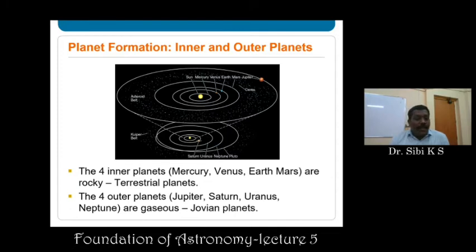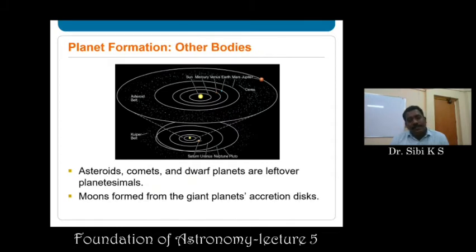There are four inner planets, that is Mercury, Venus, Earth and Mars, which are called rocky terrestrial planets. And there are four outer planets: Jupiter, Saturn, Uranus, Neptune. They are called gaseous Jovian planets. The asteroids, comets and dwarf planets are the leftovers of the planetesimals. Moons formed from the giant planet's accretion disk.